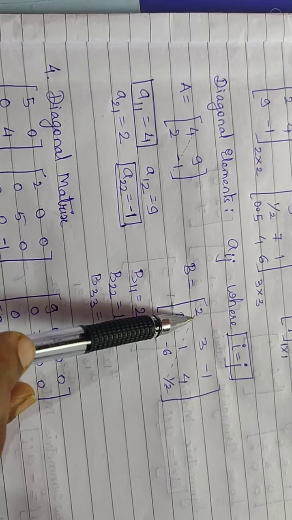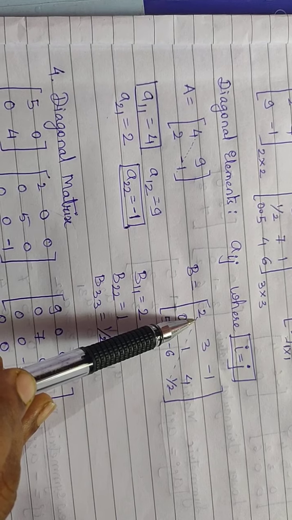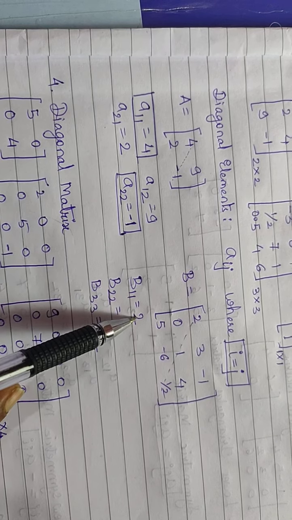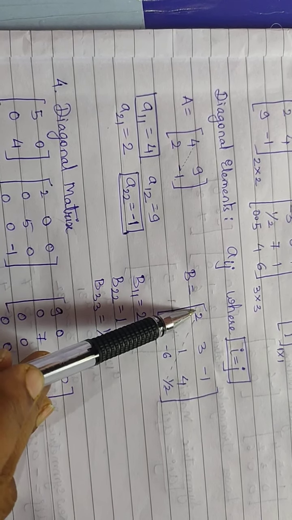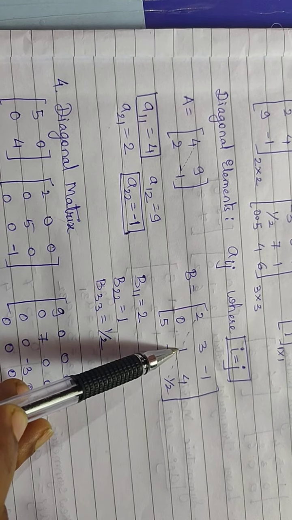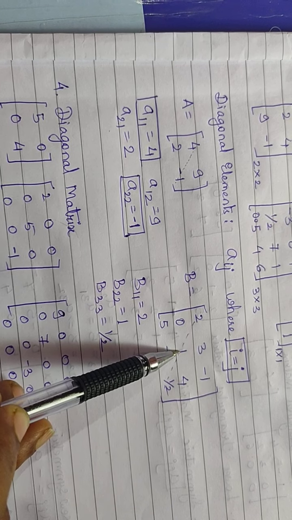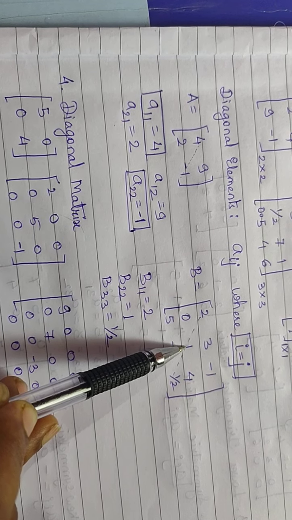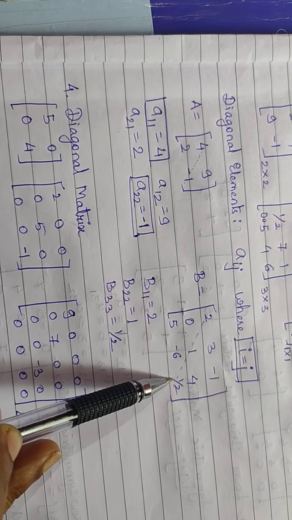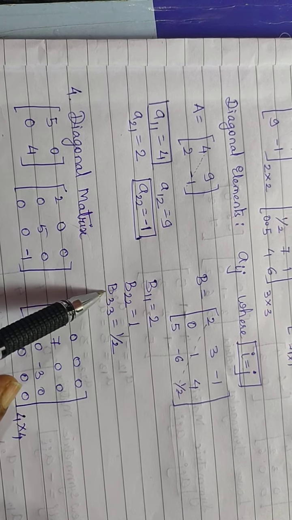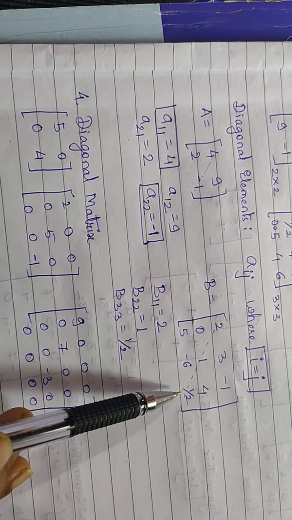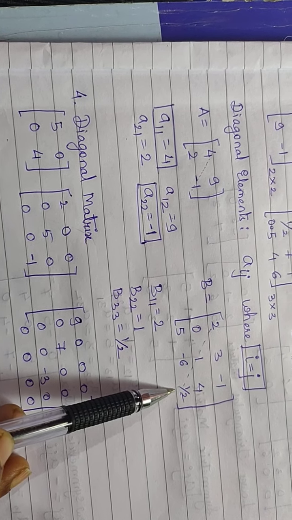In the matrix B, the diagonal elements are 2, 1 and 1 by 2, because the position of this 2 is B11. It is the element of first row, first column. Then the position of this 1 is second row, second column. So it is the element B22. And 1 by 2 is the element of third row, third column. So its position is B33. So these are the diagonal elements 2, 1, 1 by 2 of the matrix.